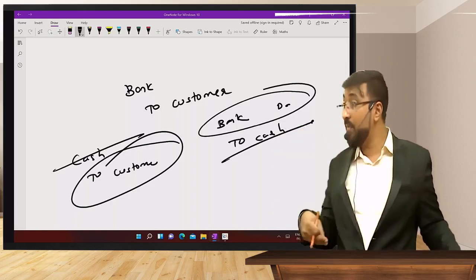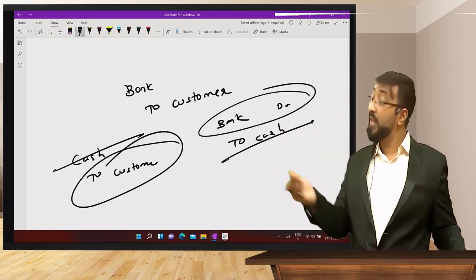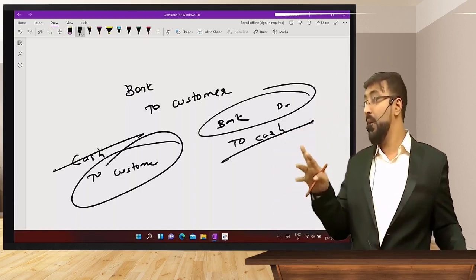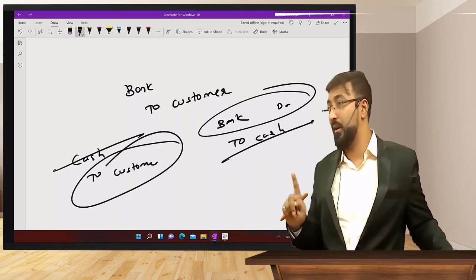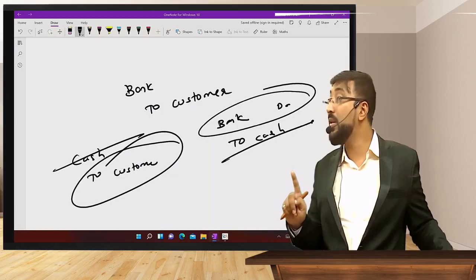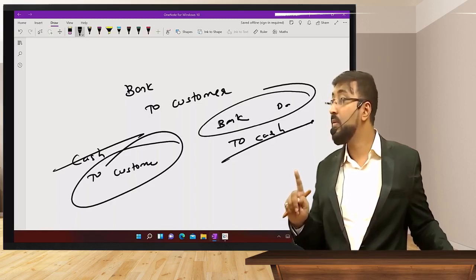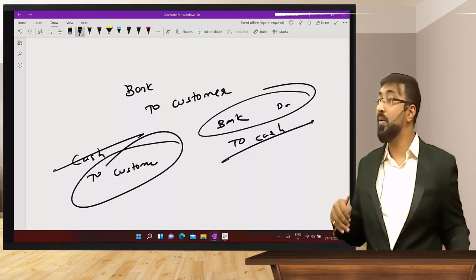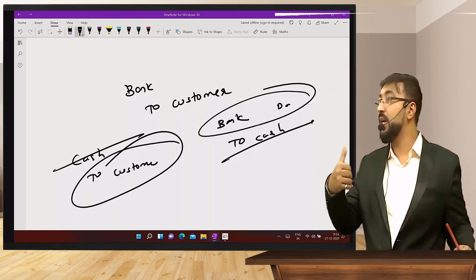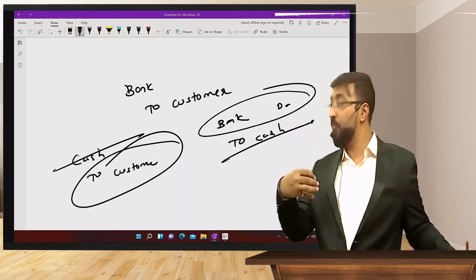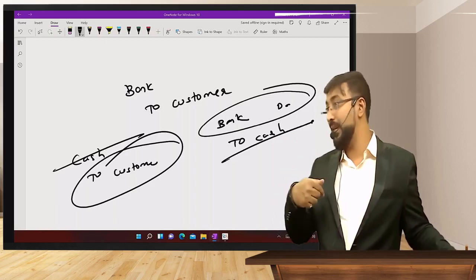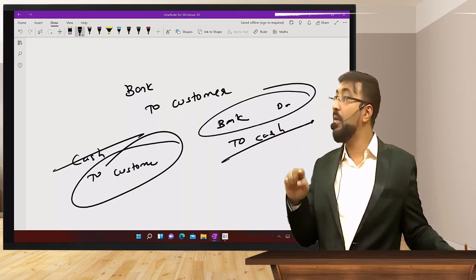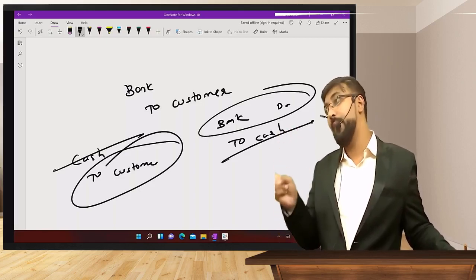Receipt, check mila mujhe, I am receiving a check. Then I will pass two entries. If I am giving a check, payment through check, then it is only one entry. When I receive a check, suppose for my professional fees, I am receiving a check from you. Okay? So this is receipt. Then I will pass two entries. One is cash to professional fees, and then I will record bank account debit to cash.